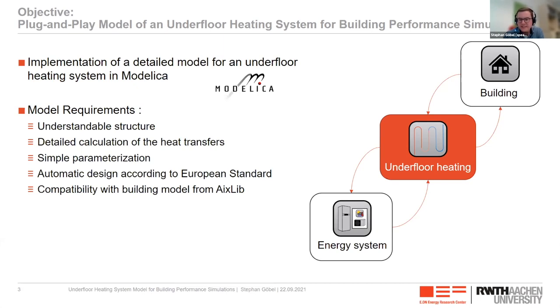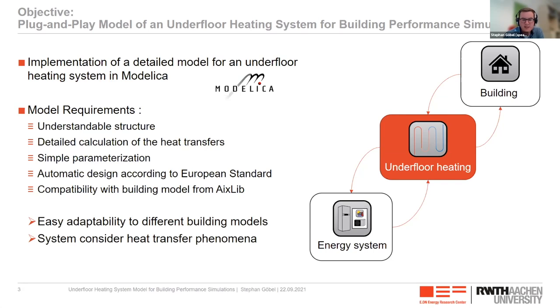We want to easily integrate an underfloor heating system in different types of building models. So for us, it's important that the model is compatible with the building model from our Excel library, but also from other libraries. To sum this up, the model should be easily adaptable, and the system should consider the typical heat transfer phenomena.